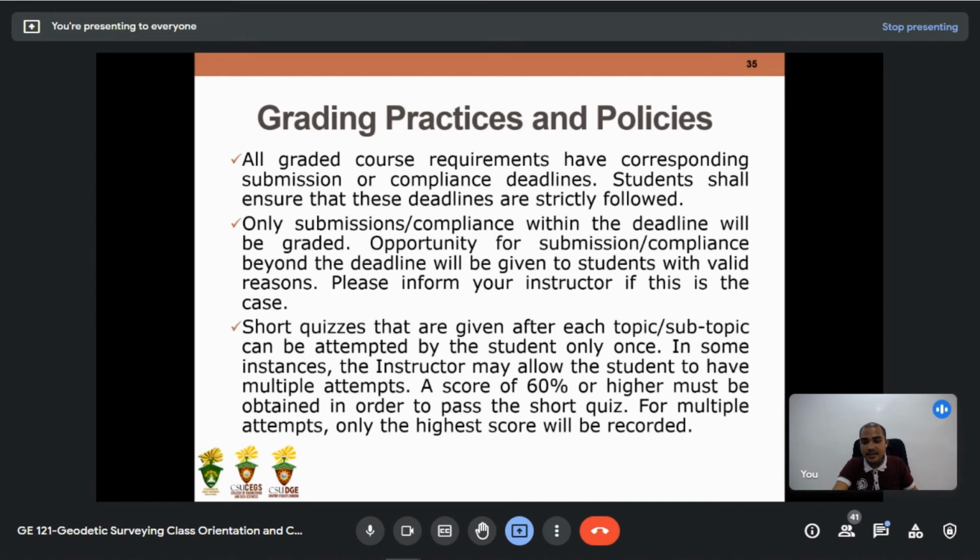And next, short quizzes that are given after each topic or subtopic can be attempted by the students only once, no? Kausa ra jud ninyo pwede i-attempt ang mga quizzes. In some instances, the instructor may allow the students to have multiple attempts, no? Dapat maabot mo og 60% or higher para makapasar mo sa quiz.